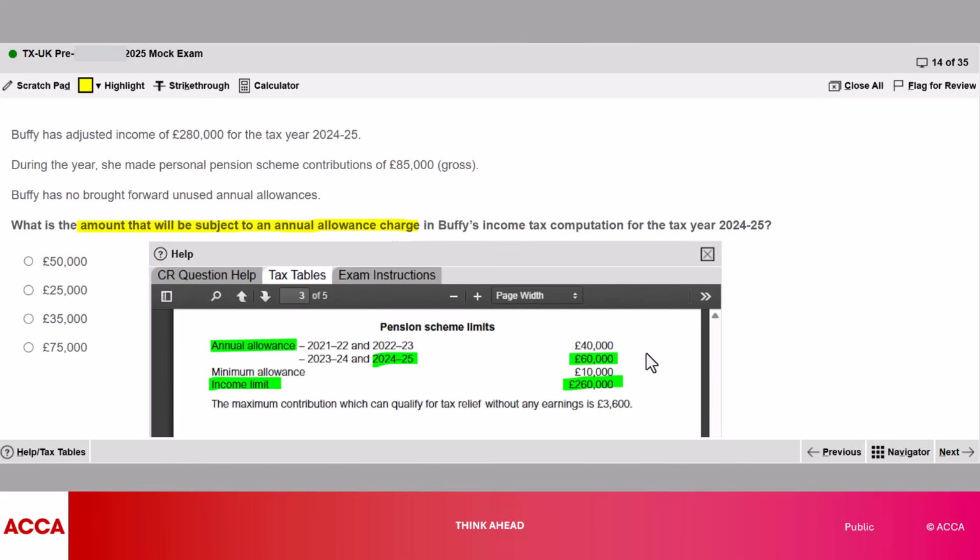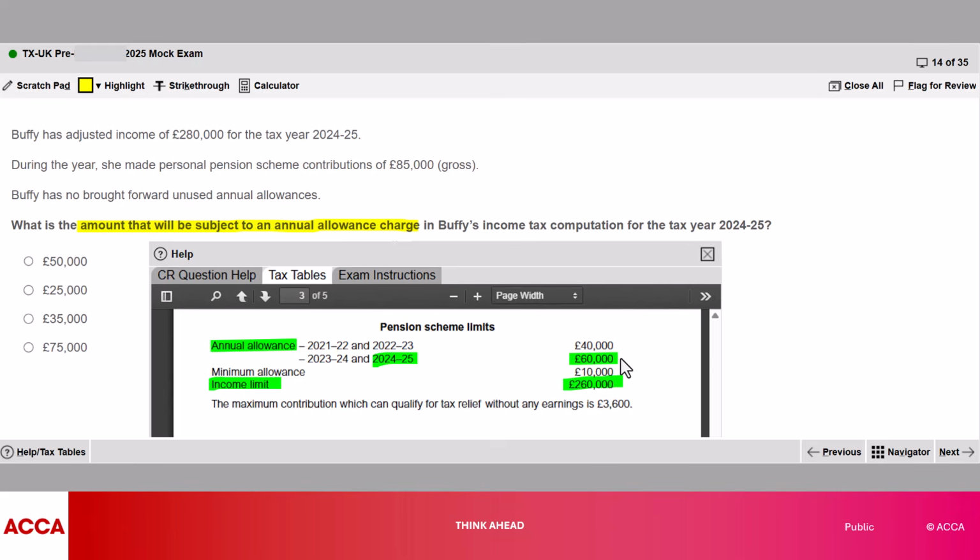So the relevant figures here, 60,000 is the full annual allowance for the tax year 24-25, and the income limit is 260,000. Now the question does tell us that Buffy has no brought forwards unused annual allowances, but remember that if the annual allowance is not used, then it can be carried forwards for 3 years. So that's not going to be relevant. So we are just going to be starting with the 60,000.